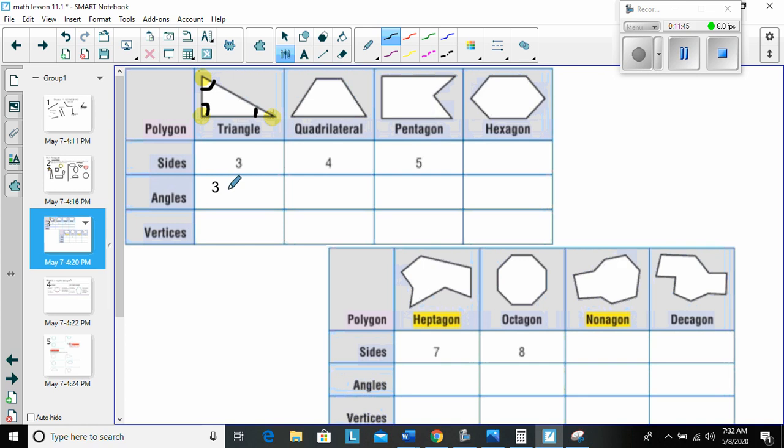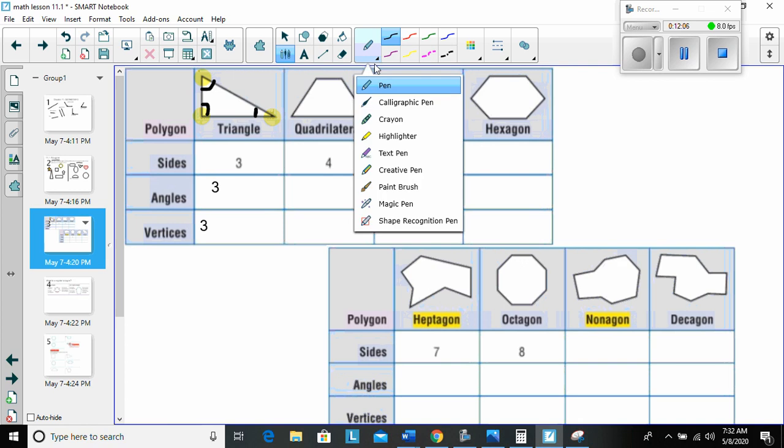So we have 3 angles inside a triangle, and that's actually where it gets its name. Tri means 3, and angle: triangle. And vertices, remember, are the points, and I already highlighted those in yellow, and look how many there are. There are 3. So a triangle has 3 sides, 3 angles, 3 vertices. All right, you should know those.